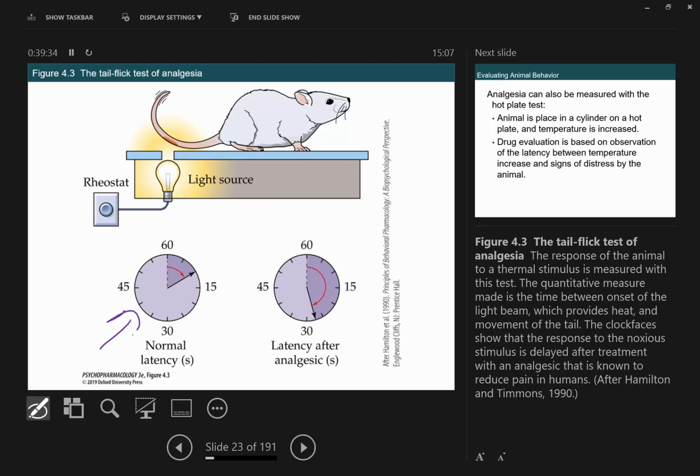Let's say this is the normal time it takes it to move, and then after it takes the drug, notice how much longer it takes before that rat moves its tail. So that tells you the drug has had some effect. It's actually reduced pain, okay?